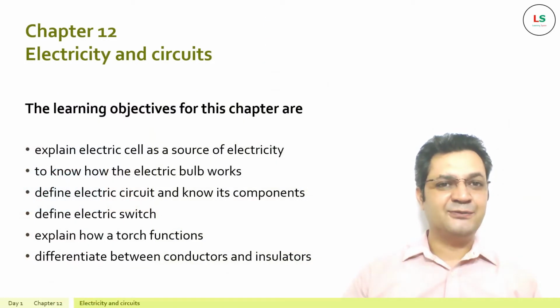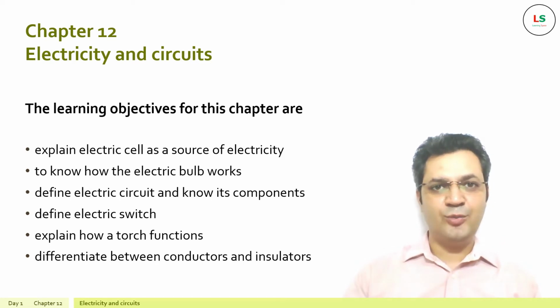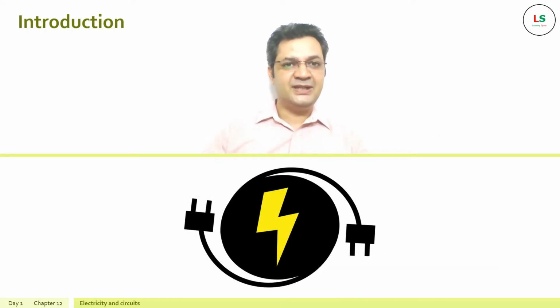The learning objectives for this chapter are: explain electric cell as a source of electricity, to know how the electric bulb works, define electric circuit and know its components, define electric switch, explain how a torch functions, and lastly, differentiate between conductors and insulators. Humans have known about electricity since ancient times, but we have been harnessing its power only since the last 250 years.